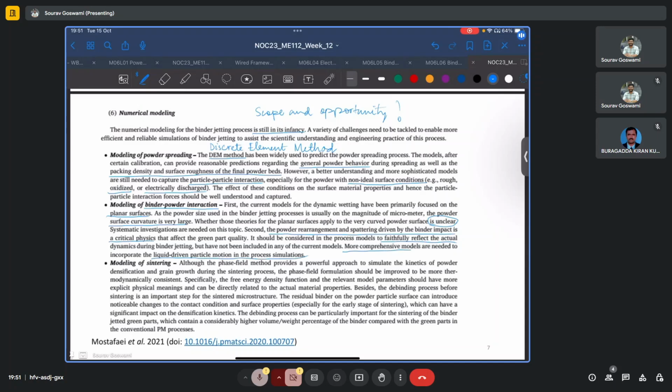And then there is the modeling of the sintering phenomenon. Although the phase field method provides a powerful approach to simulate the kinetics of the powder densification and grain growth during the sintering process, the phase field formulation should definitely be improved to be more thermodynamically consistent. Specifically, the free energy density function and the relevant model parameters should have more explicit physical meanings and can be directly related to the actual material properties.